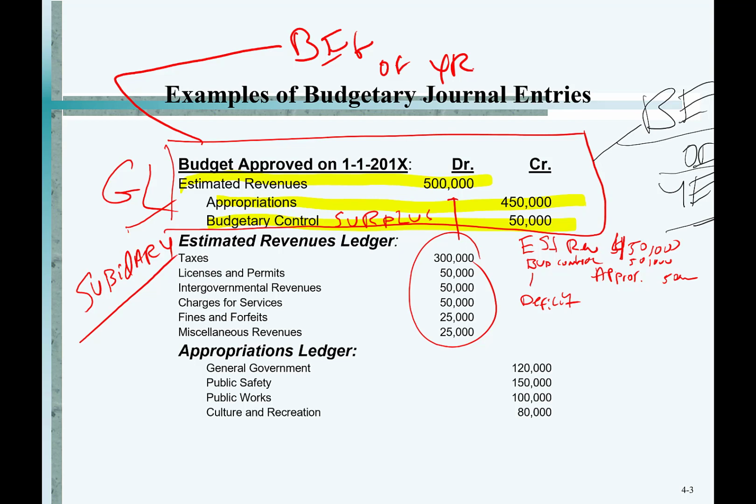Now, this journal entry maybe makes you feel a little funny, a little weird, because we're talking about revenues here, although they be estimated, and we're debiting them. We're talking about money we're going to spend, although we call it appropriation, and we're crediting it. That's backwards, isn't it? Aren't you supposed to credit revenues and debit expenditures? Well, what's going on? These are budgetary numbers, aren't they?